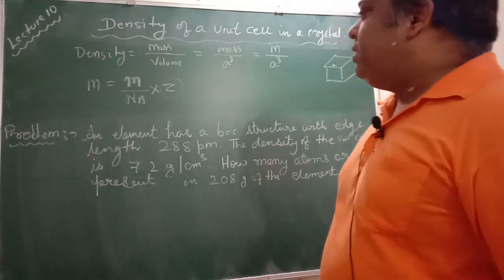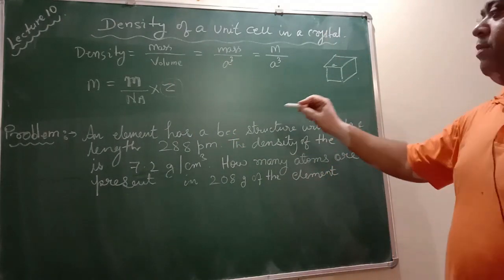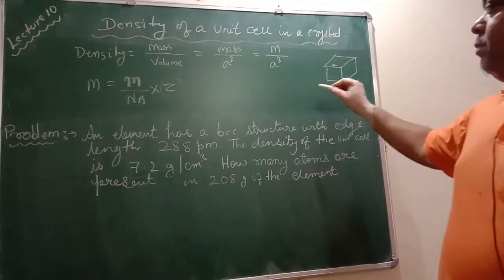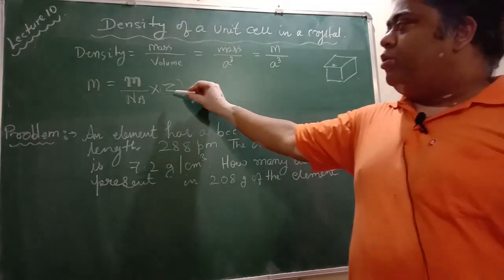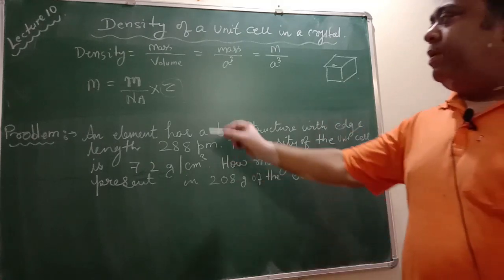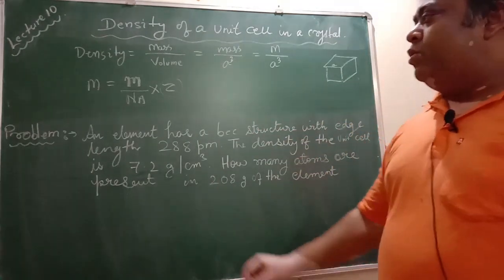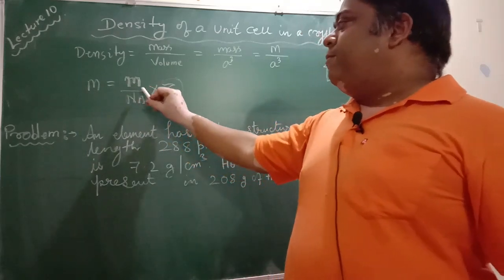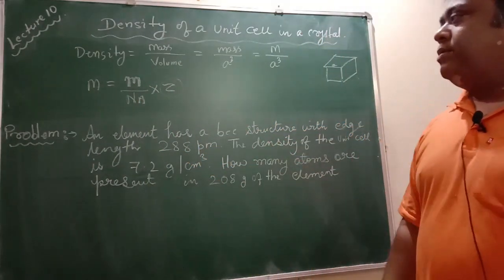The number of atoms in simple cubic is equal to 1, so Z will be equal to 1. The number of atoms for BCC is equal to 2, so Z will be equal to 2. The number of atoms in case of FCC will be equal to 4, so Z will be equal to 4. Alright. So total mass will be equal to mass of one atom multiplied by the number of atoms.